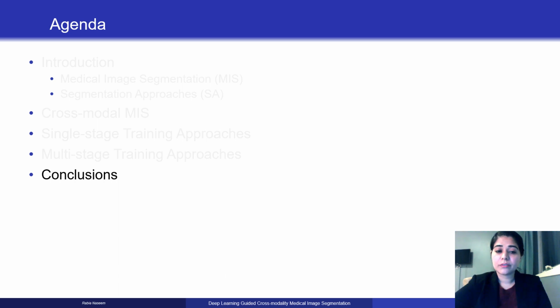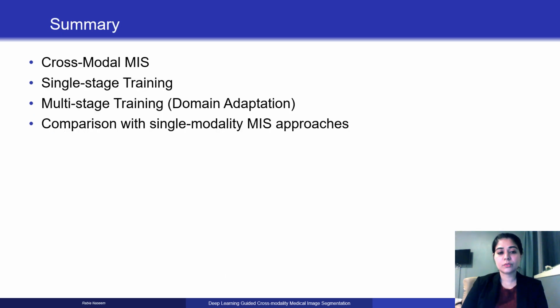Now let's conclude our discussion. To sum up, in this lecture, we discussed different cross-modal medical image segmentation approaches, the two possible categories of these approaches: where the network is trained simultaneously on multiple imaging modalities, and where the network is first trained on one imaging modality and then fine-tuned or retrained on the other imaging modality. The comparison with single modality medical image segmentation approaches was also discussed.